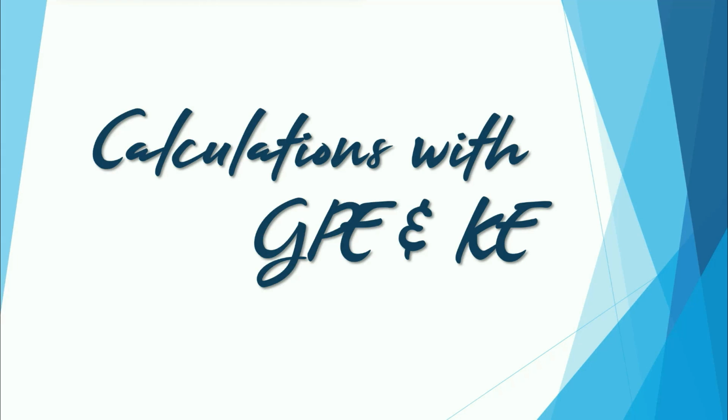Alright, let's do a couple of quick calculations involving GPE and KE, just to get an idea of how it might be done. GPE, of course, being the gravitational potential energy, and KE being the kinetic energy. So, the good thing is that we have two simple little equations to use. For GPE, gravitational potential energy is equal to the mass times gravity times height, mgh.